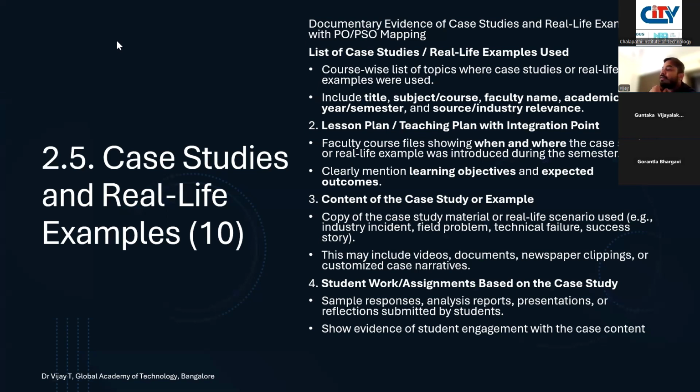So case studies and real life examples carry 10 marks. Here comes a critical part of how a department is helping a nation in totality to solve the issues of real life studies or case studies or complex engineering problems as such, right? So real life examples are generally complex engineering problems. How many complex engineering problems does a program have? How are the students enabled to solve these real life case studies or real life examples?